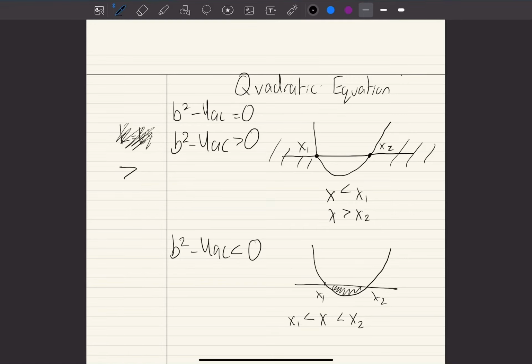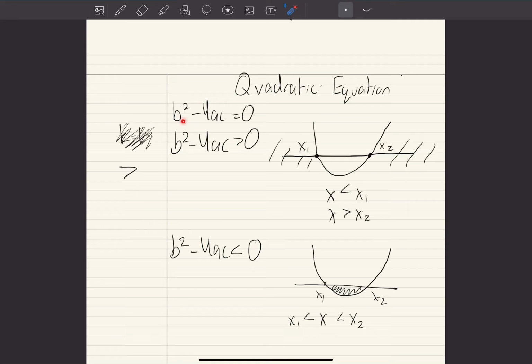Alright, welcome everybody to quadratic equation. Now, in the previous lecture we already covered b squared minus 4ac and what role that plays in the quadratic equation. Right now we're going to be doing how to solve questions using b squared minus 4ac.